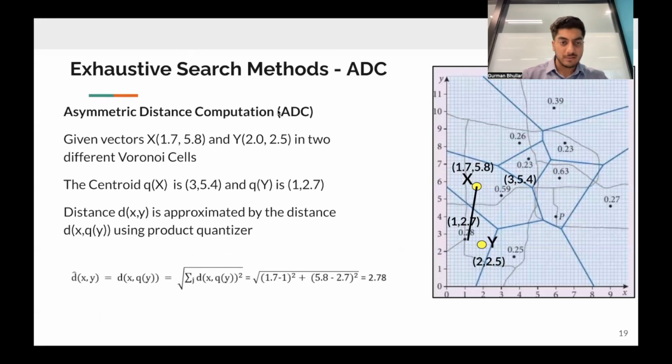Now, asymmetric distance computation. In asymmetric distance computation, we take the centroid value of the data point, but we don't take the centroid value of the query point. The query point is the actual query point. So x is the query point, and we take the actual x value, that is, the coordinates of the actual point, but we take the centroid value of the data point. So we are calculating the distance between the actual query point and the centroid of the data point.